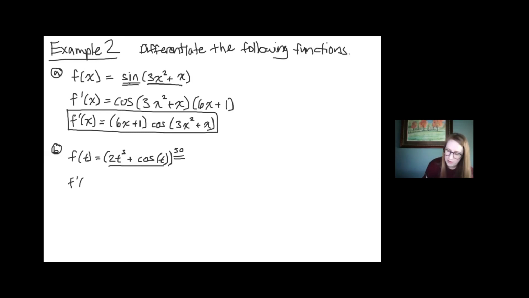So to take the derivative, we do the derivative of the outside function, which would mean the 50 would come down in front. Inside the parentheses stays the same. And then the new exponent is 1 less, so 49. Then we multiply that by the derivative of the inside function. So 2t cubed is 6t squared. And then the derivative of cosine is negative sine.